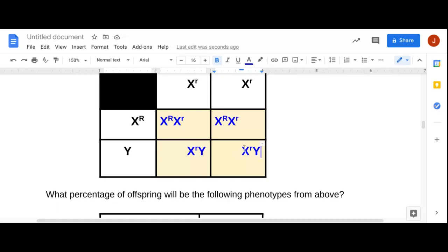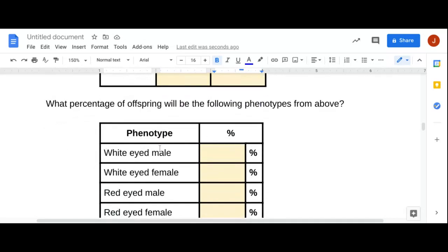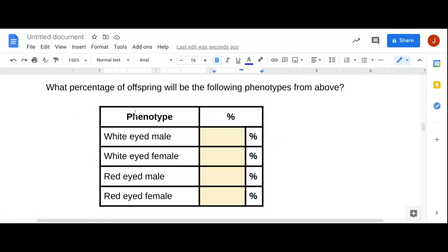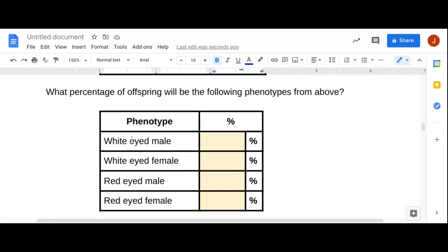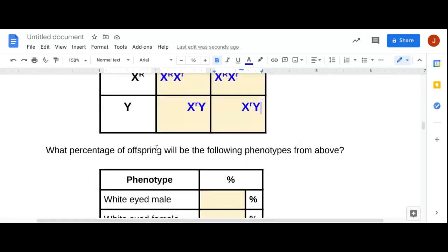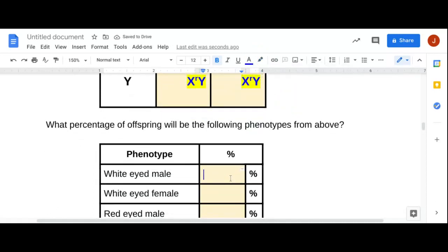Last thing you'll do on these problems is what percentage of offspring will be the following phenotypes? Well, first off, I'm getting ahead of myself here. We have percentages. These percentages will equal 100. It's a box where there's 4, so 1/4 would be 25, 2 or half would be 50, and so forth. So how many of the offspring are white-eyed males? Well, here's a white-eyed male, and here is a white-eyed male. So that'd be 2 out of 4, which is 50%.